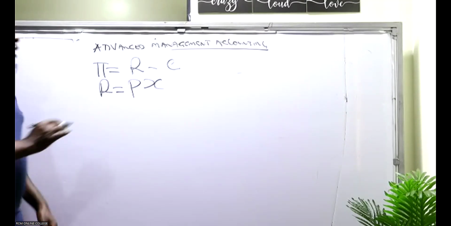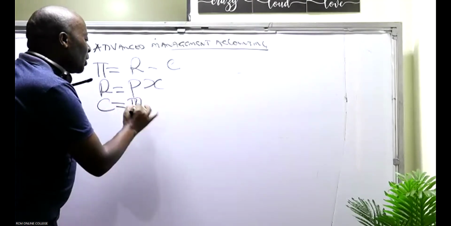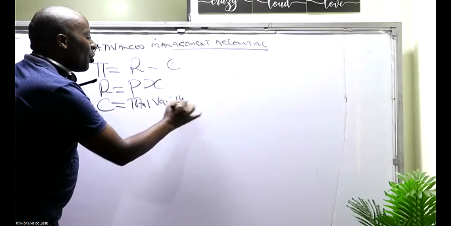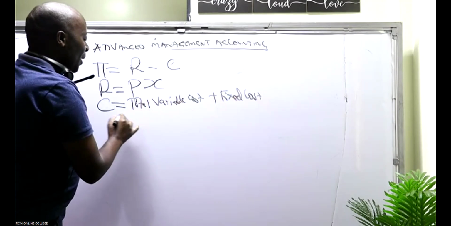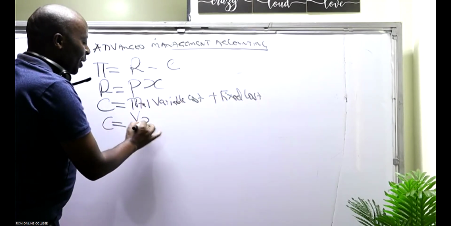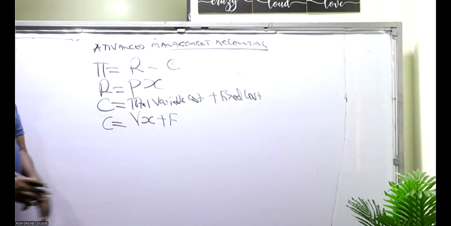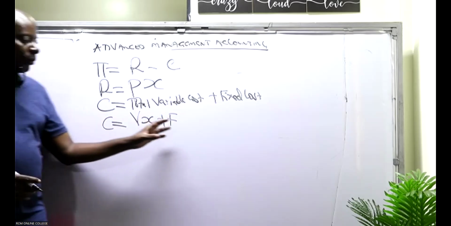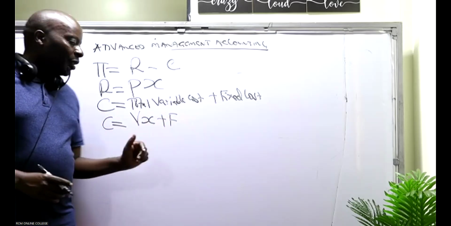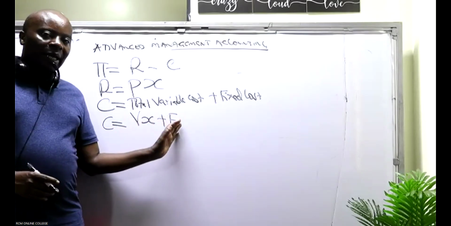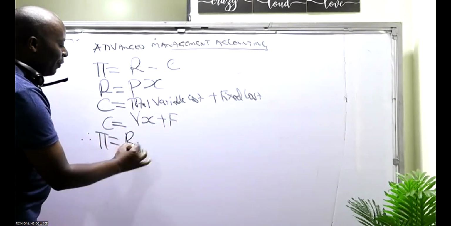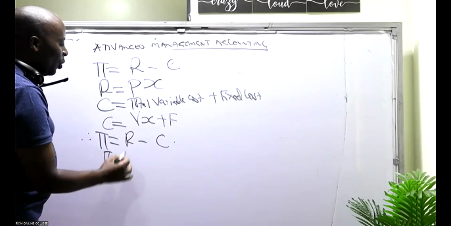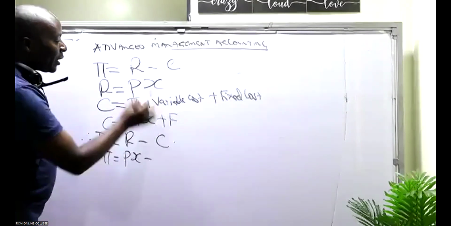All right? How do we get cost? To get cost, we know that cost is total variable cost plus fixed cost. And this variable cost, we shall take variable cost per unit times number of units, plus this fixed cost. So fixed cost has got no association with X. So our cost will be Vx plus F. And therefore, our pi, which is revenue minus cost, will be revenue, which is Px, minus our cost.